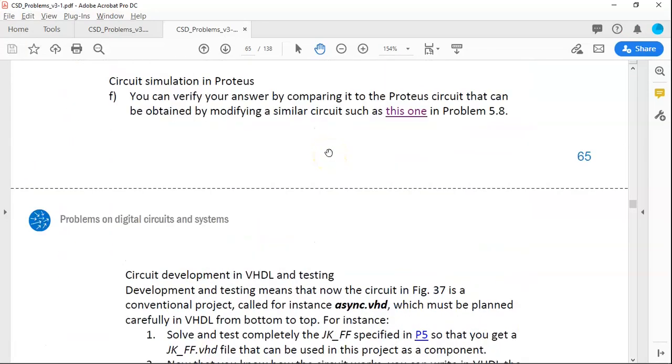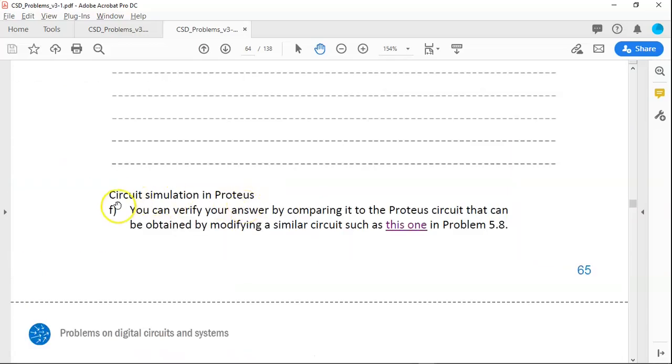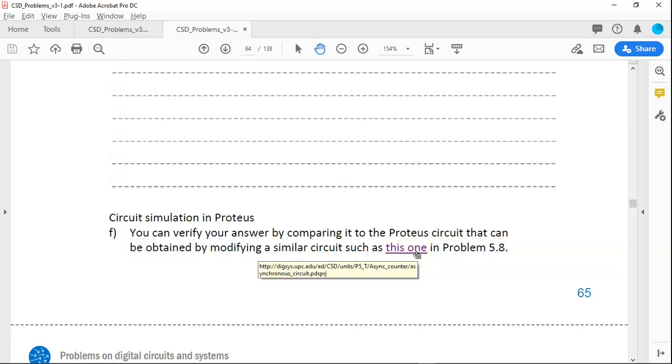All right, for example, here you see the section F. It is like the second method that we laid out in the presentation. Okay, so you can go and modify the problem 5.8 to become the problem that you are studying here. All right, so if you click here, you will open the Proteus example, and you can start, for example, from this point.